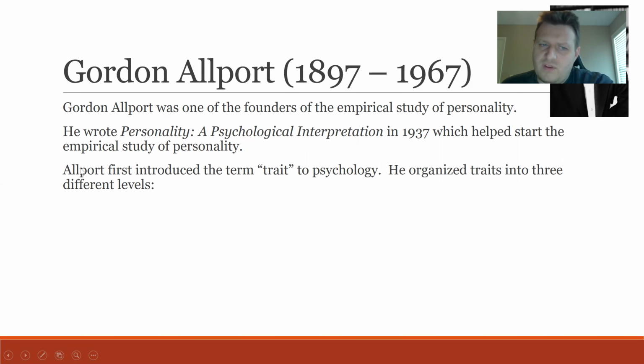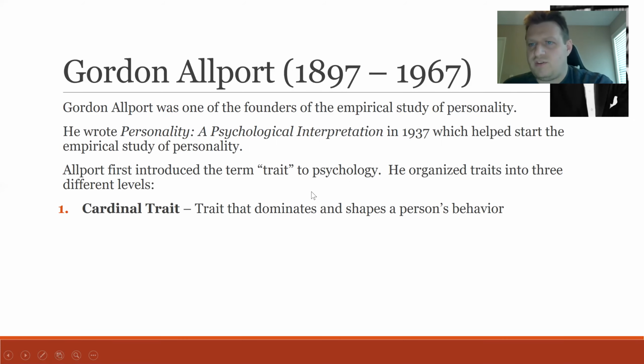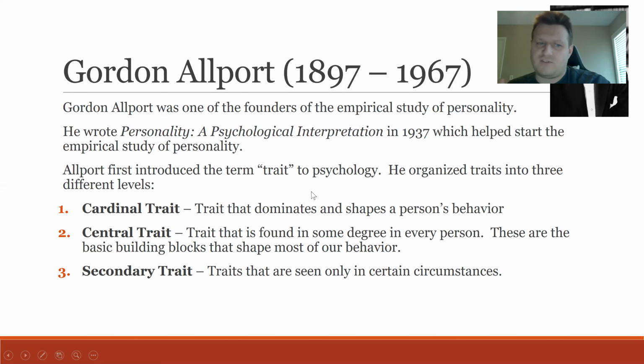Allport is the first psychologist to introduce the term trait into psychology. And he organized all of these traits into 3 different levels. He had cardinal traits, central traits, and secondary traits. A cardinal trait is a trait that dominates someone's personality. Not everybody has a cardinal trait, but some people do, and all of their behavior, all of their thinking, all their emotions can be thought of and motivated by this one cardinal trait. So it's a trait that is overarching for a person.